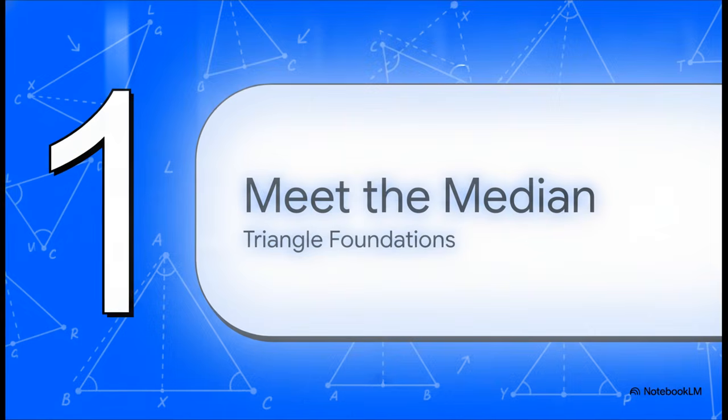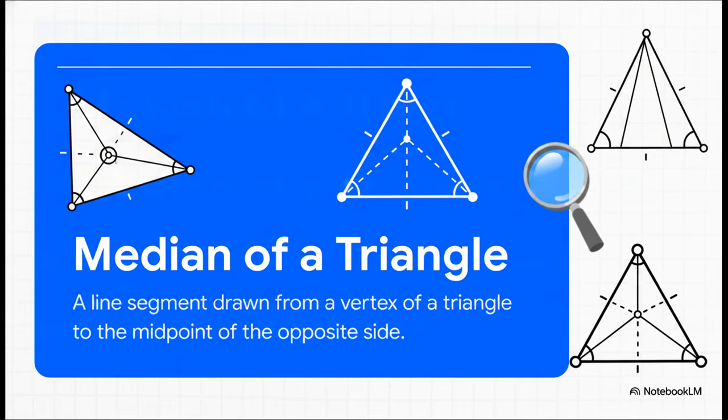Let's start with section 1, meet the triangle's median. Before we can balance anything, we really need to know what tools we're working with inside our geometric shape. So here's our essential definition. A median of a triangle is a very specific line segment. You just start your pen at one vertex, one of the corners of the triangle, and you draw a straight line directly across the shape to the exact midpoint of the opposite side. It literally cuts that opposite side into two perfectly equal halves.